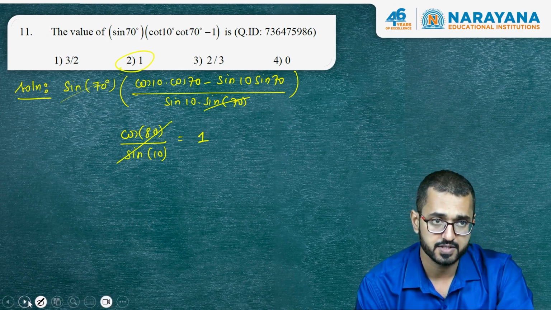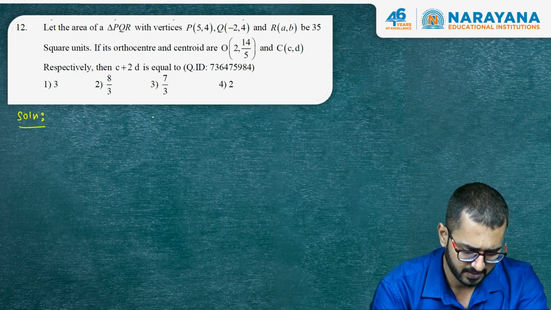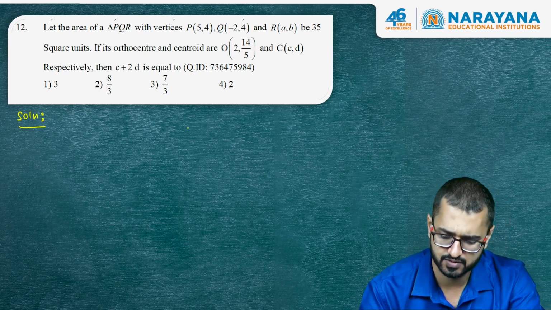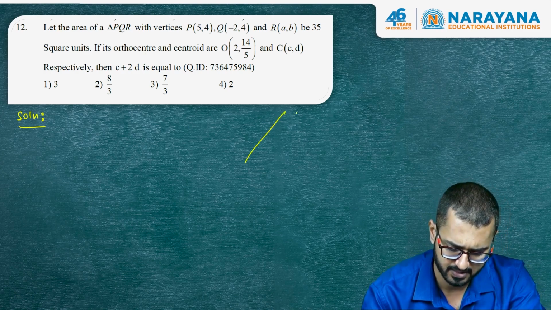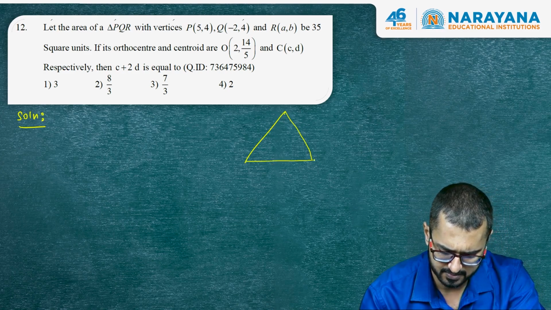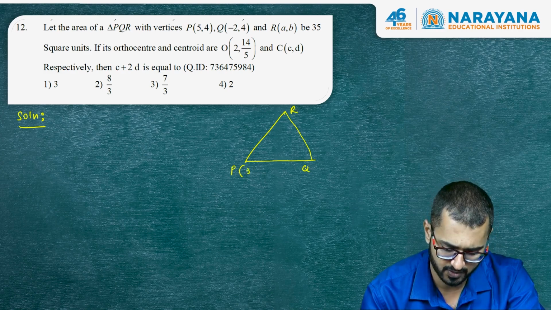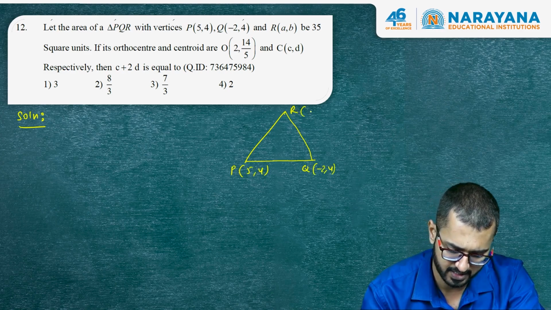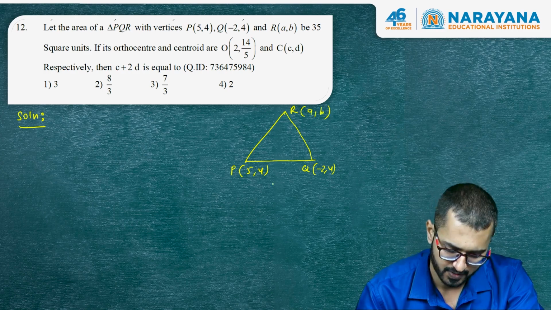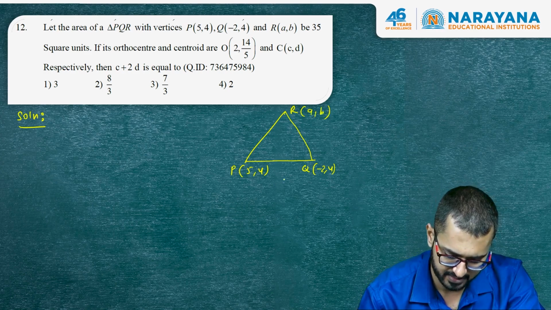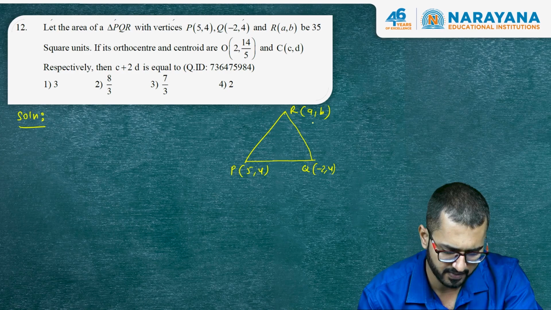Moving to the next part, question number 12. It's given to be area of triangle with vertices. So we have a triangle, and it's P here, Q here, R here. P vertex is given to be 5, 4, and Q is given to be minus 2, 4, and R vertex is given a, b. And the orthocenter they have given, and we want the coordinates of R basically.